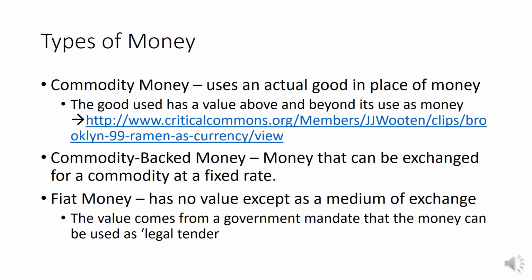As we move on with our discussion of money, there are a couple different types of money worth discussing. There's commodity money, money that is using an actual good in place, and this good has value above and beyond its use as money. Earlier we gave the example of cigarettes in prison, but in this clip, and I'll drop a link to this clip into the YouTube description, in this clip we see an interesting new type of commodity money.